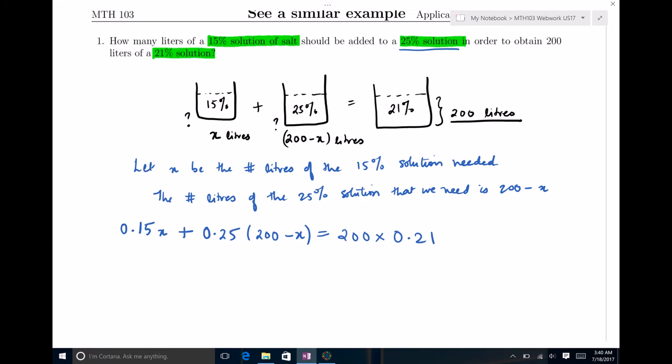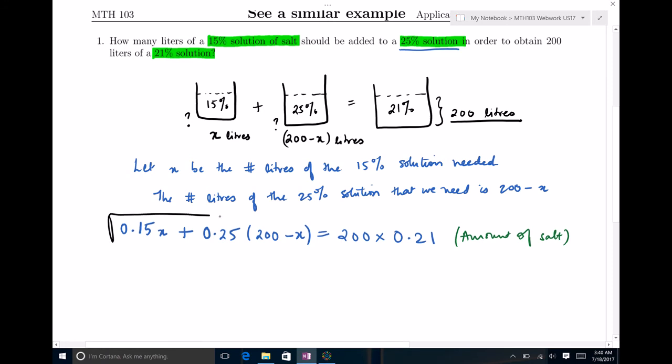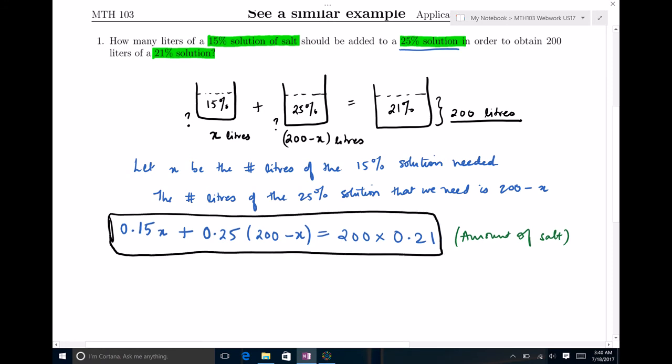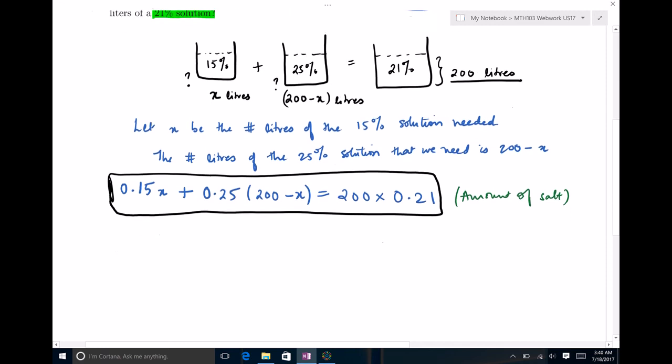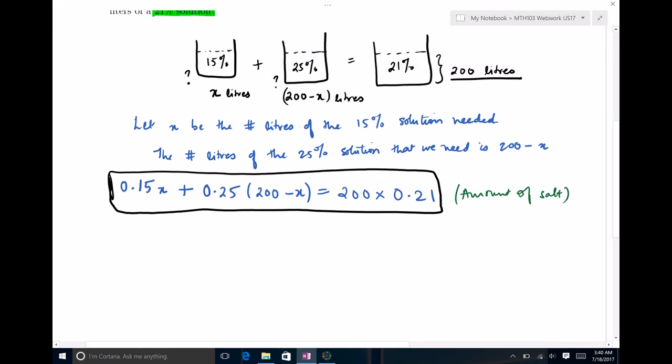This equation that I wrote down is keeping in mind the amount of salt in all the solutions. This is great because now I actually have an equation in x that I just need to solve in order to find out its value. Okay, so I start with, as usual, first opening all the parentheses.